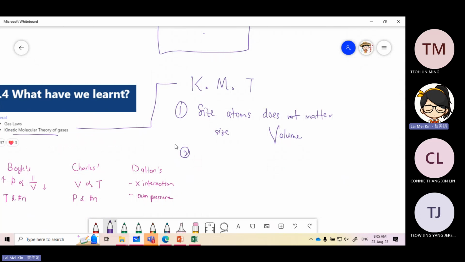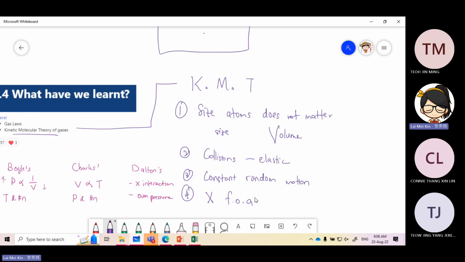Second one, elastic collision. If there are collisions, the collisions are elastic. Elastic means like a rubber ball: I throw it on the wall, it bounces back. Third, what about the movement? Random, constantly moving, keep on moving in a random direction. Constant random motion. Are there any forces of attraction? No, so also negligible, or you can say there is no force of attraction, FOA. So ideal gases will behave this way.